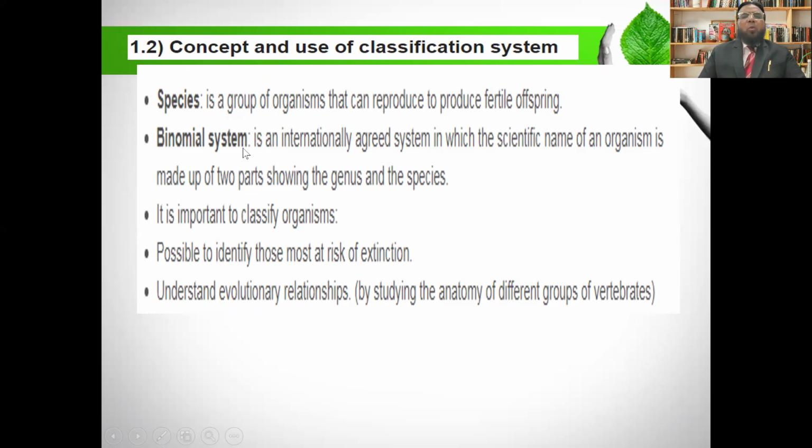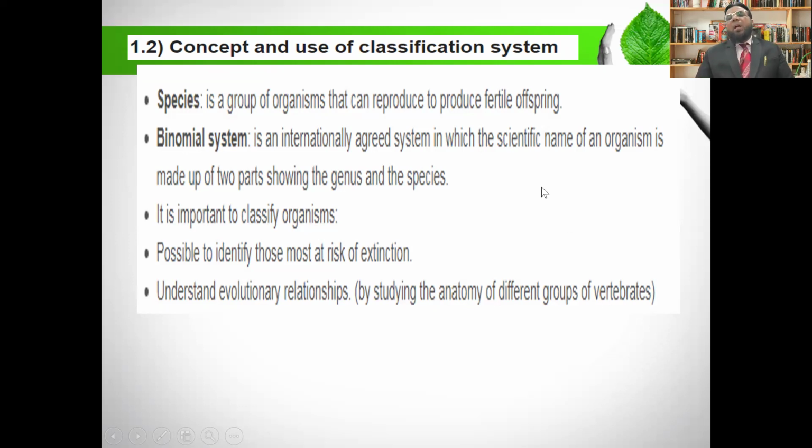What is the meaning of binomial? Bi means two and nomial means name. So, a two naming system. Actually, it is an internationally agreed system in which the scientific name of an organism is made up of two parts, showing the genus and the species. And it is important to classify organisms to identify those most at risk of extinction, and to understand evolutionary relationships by studying the anatomy of different groups of vertebrates.